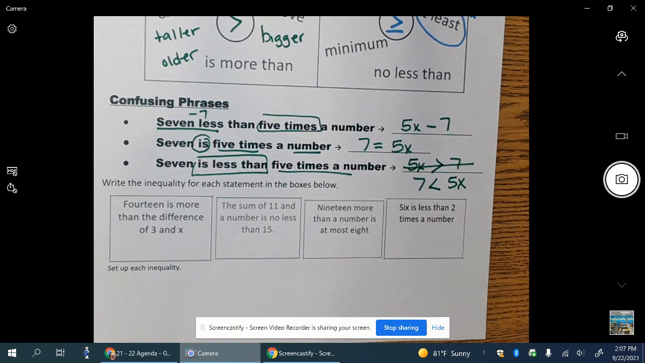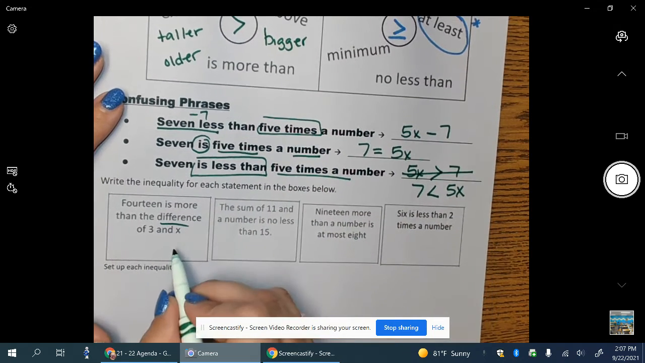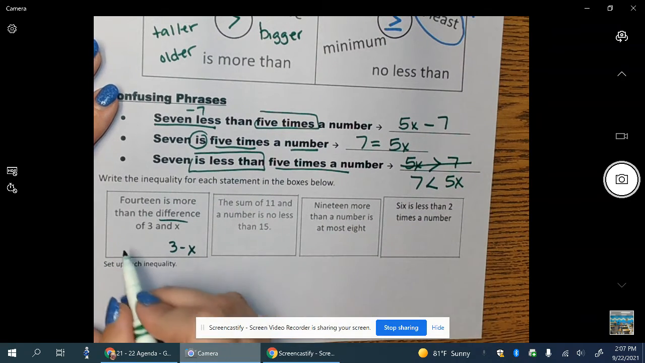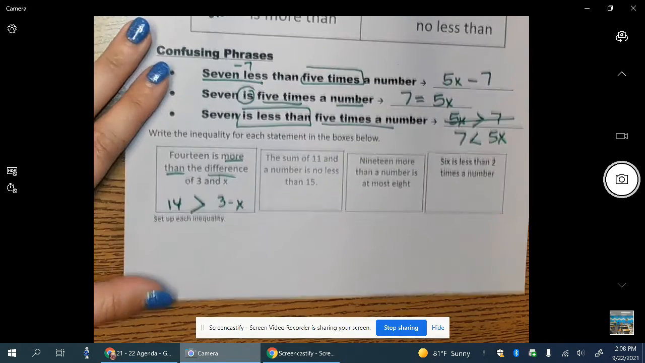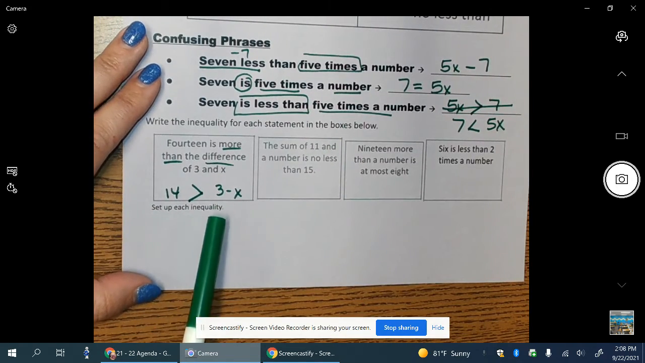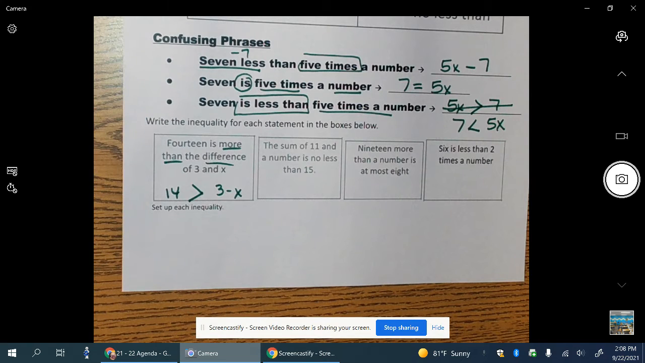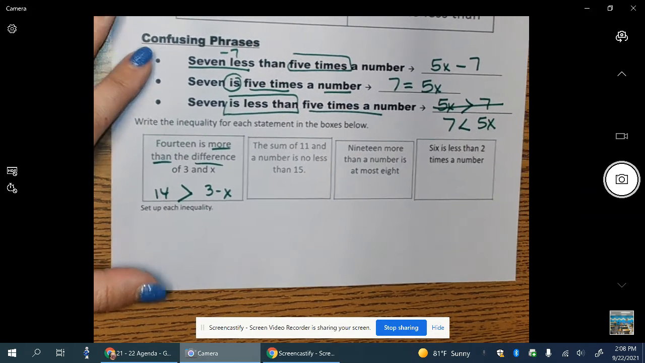Okay. All right. 14 is more than the difference of 3 and x. What stands out to you? Difference. What do you do for difference? Subtract. 14 is more than. What's another word for more than? Greater than. Okay? So 14 is greater than 3 minus x. Every time I do that sign, I don't know why, but it turns out like it looks like a spackle in the center. Yes. Okay.